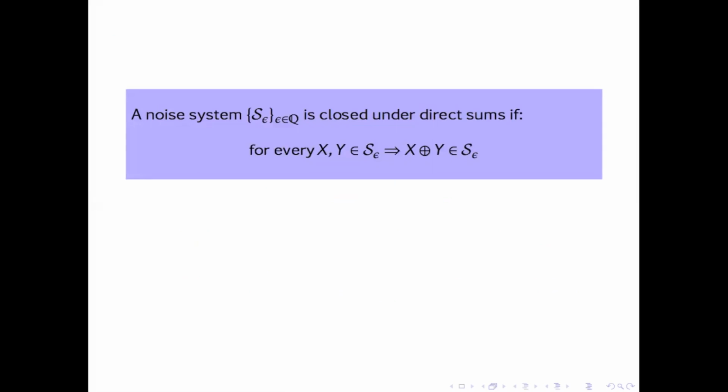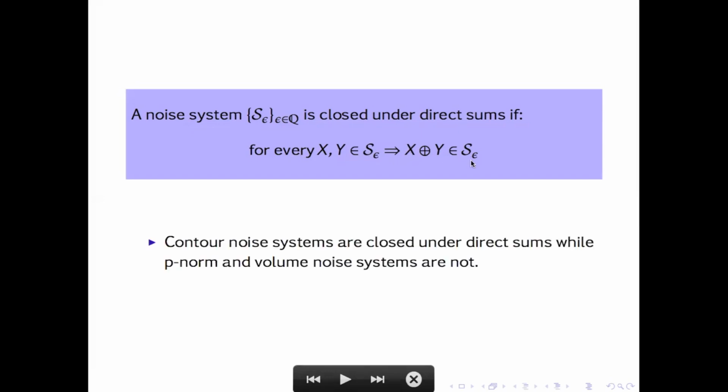Okay, so I defined noise systems axiomatically and gave some examples. What actually matters on top of these axioms are some properties of noise systems. For example, one property that is useful for algorithms is being closed under direct sums. We say that a noise system is closed under direct sums if every time two functors belong to S epsilon, then their direct sum also belongs to S epsilon. Contour noise systems, so the standard one plus the ones with contours, are examples of noise systems which are closed under direct sums. P-norms and volume noise systems are not. So for those, we have to find different strategies.